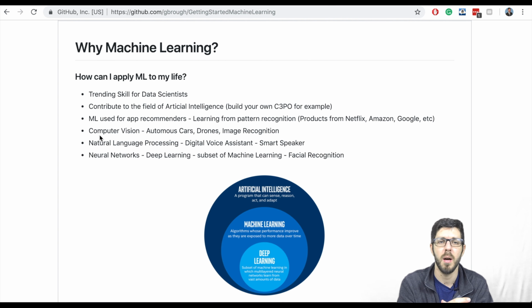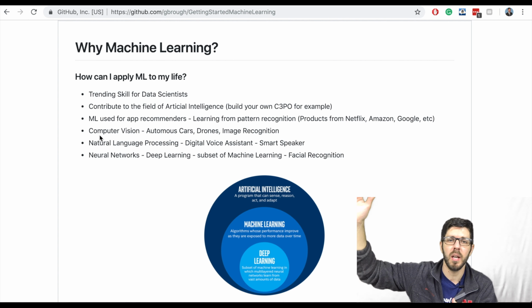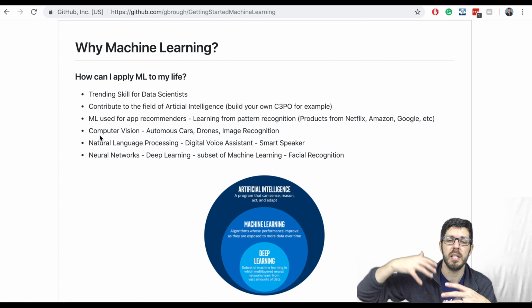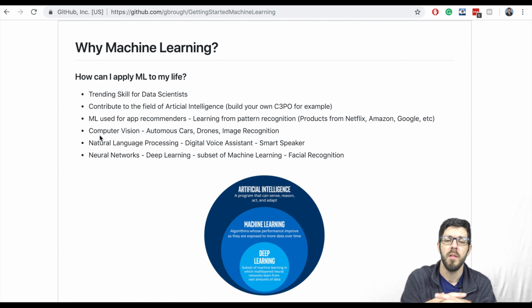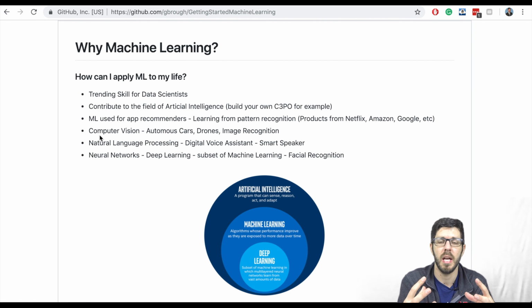This is actually a subset of machine learning. Machine learning is a little more broad, but with the advance of computing and data, neural networks have really taken a huge leap and now are very popular in the field, and it's a subset of machine learning.